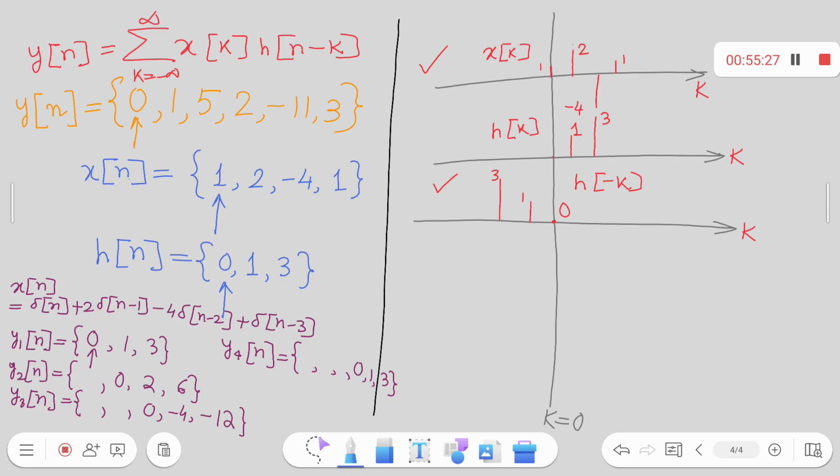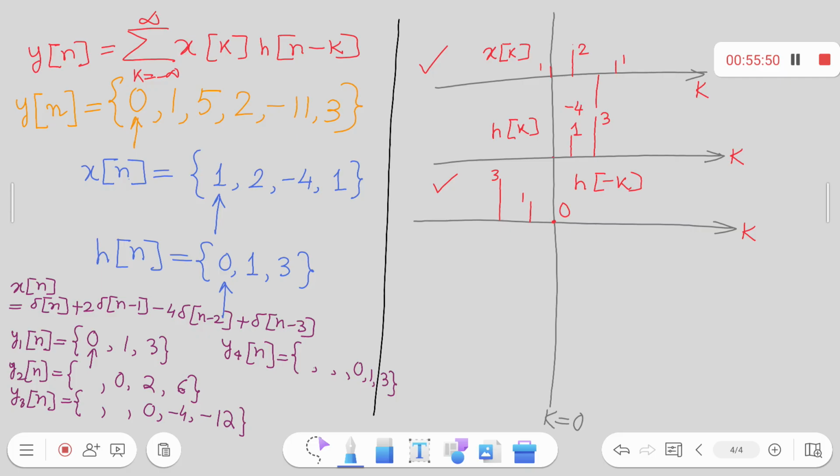Right? Then if you would like to find out the value of y of 1, that means the value of y of n at n equal to 1. What you need to do then? You just look at the formula. Formula says that y of n is equal to summation k equal to minus 2 plus infinity x of k h of n minus k.